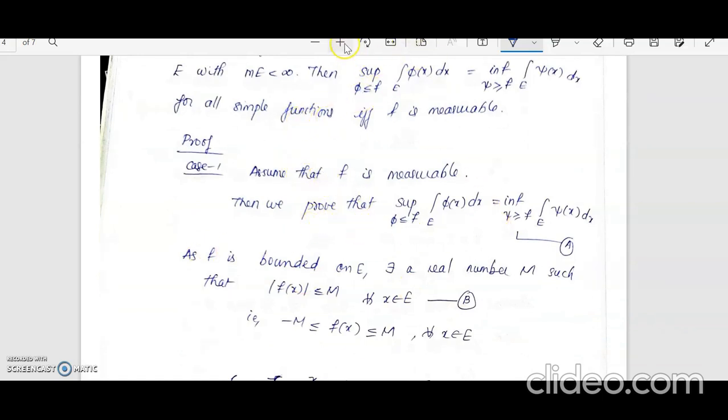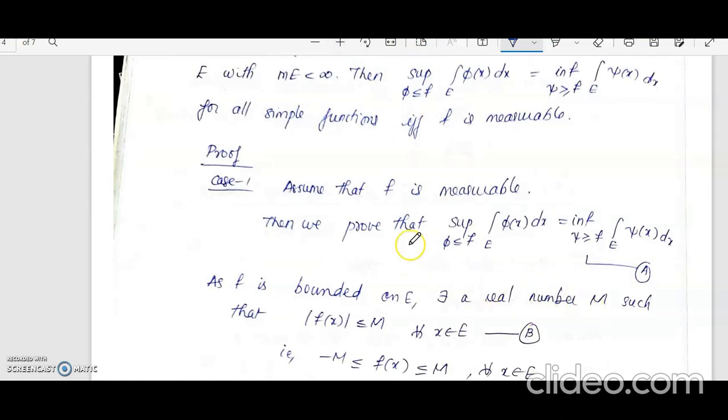So let us call that equation A. The supremum over phi less than or equal to f, integral over E phi dx, is equal to the infimum over xi greater than or equal to f, integral xi dx. So we need to prove this.